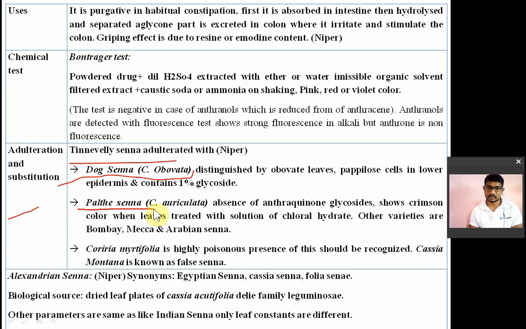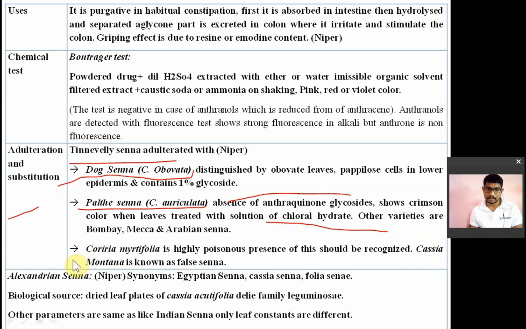Then the next one is Palthe Senna, known as Cassia auriculata. In this variety, you will not have any anthraquinone glycosides. Absence of anthraquinone glycosides shows a crimson color when the leaves are treated with a solution of chloral hydrate. If the leaves of Palthe Senna are treated with chloral hydrate solution, you will get a crimson color. Other varieties like Bombay Senna, Mecca Senna and Arabian Senna are also used as substitutes for the original Tinnevelly Senna.